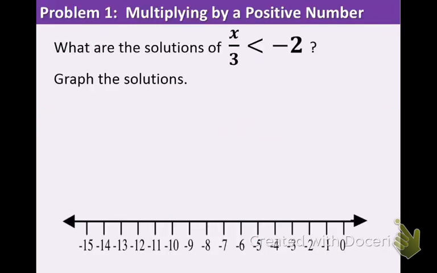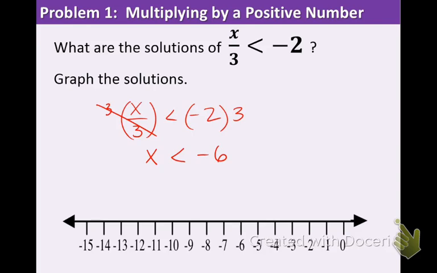Okay, example 1. This is not involving multiplication of a division. Multiplication of a negative, sorry about that. But you will see that in a moment. X over 3 is less than negative 2. In order to get the x by itself, we need to multiply both sides by 3, because you have to do the opposite of dividing by 3. The 3's go away. X is less than negative 6.